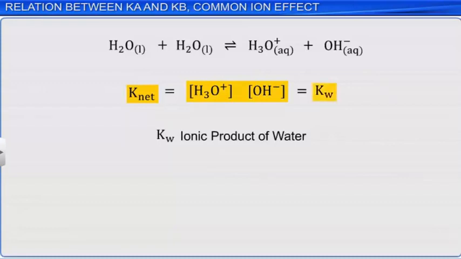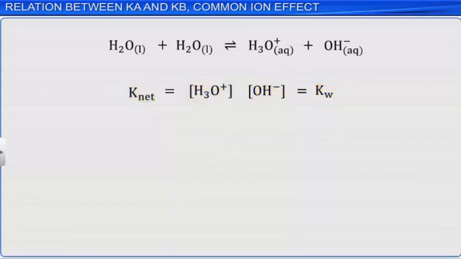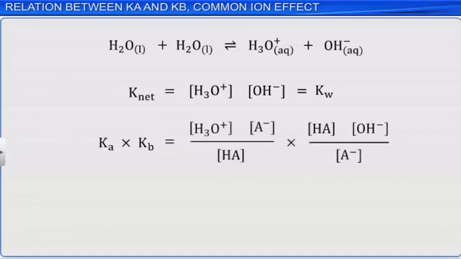Note that the equilibrium constant for the new reaction is the product of the equilibrium constants of the individual reactions. That is, the product of Ka and Kb is equal to the product of the concentration of H3O+ and A- divided by the concentration of HA, multiplied by the product of the concentration of HA and OH- divided by A-.